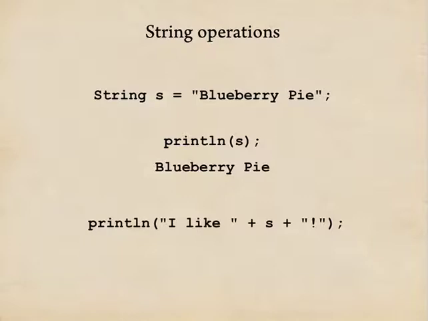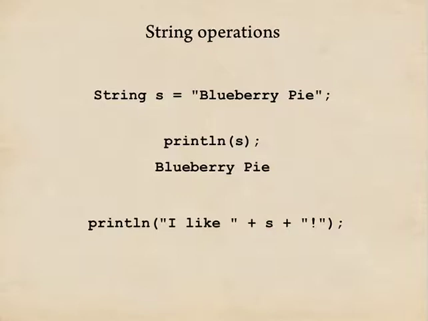Here I'm calling println. Let's take a look at what's inside the parentheses. First we see double quote, I like, space, double quote. Well, we recognize that now as a string. Then there's a plus sign, s for the variable s.